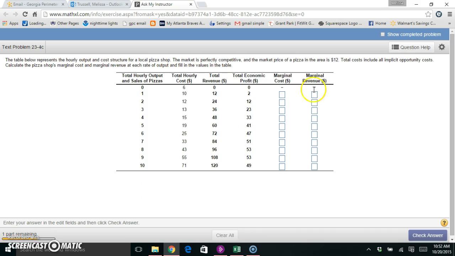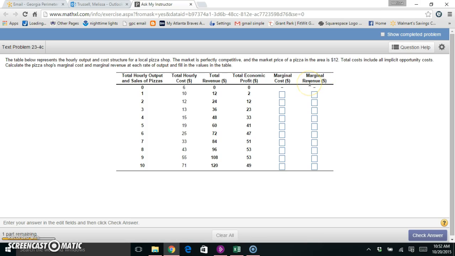So the key word in both of these is marginal. And you'll remember from your textbook that a marginal cost or marginal revenue means that amount of cost that you incur from increasing your sales of pizza or your output of pizza by 1. So that's your marginal cost.